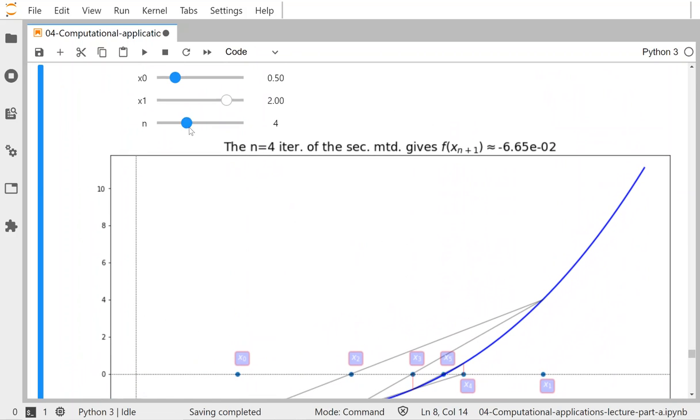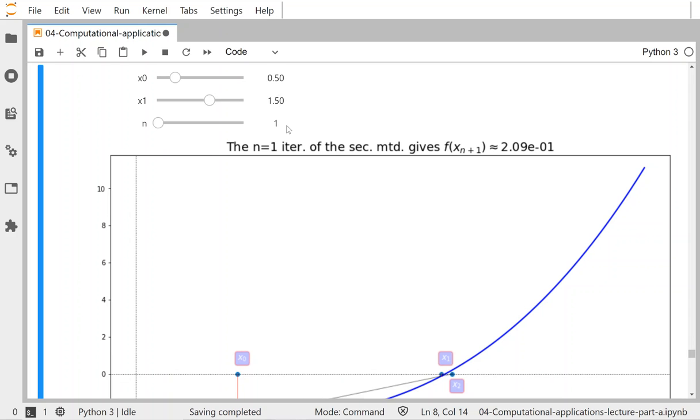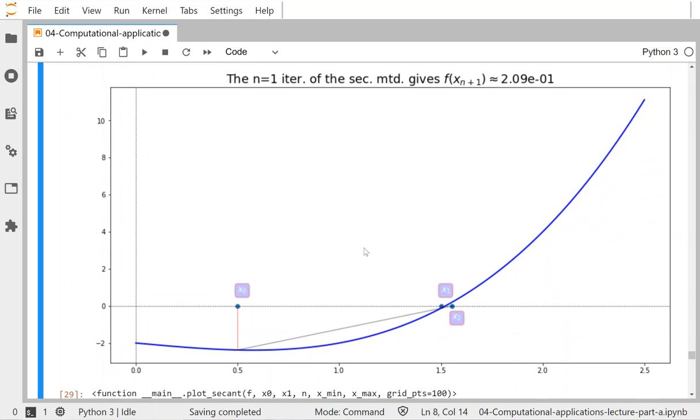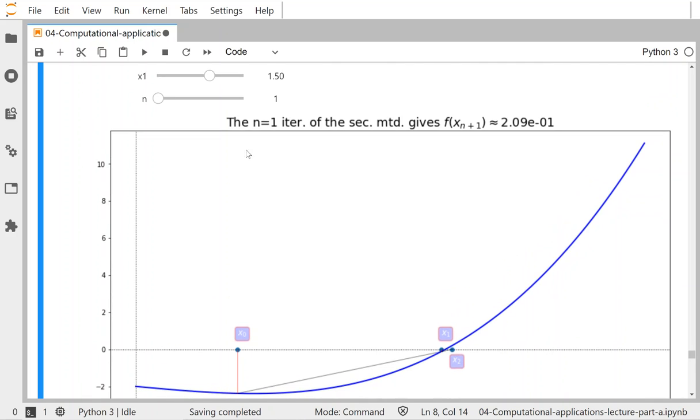What if, I'll go back to one iteration. What if I had made x1, let's say 1.5? Now remember, the bisection would produce an error. This does not. In fact, it produces a pretty good approximation to the root. x1's a decent approximation of the root already, and x2 is not that far off.